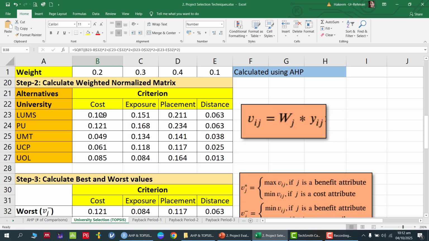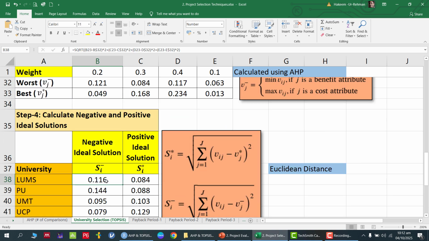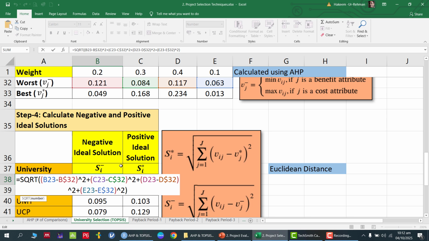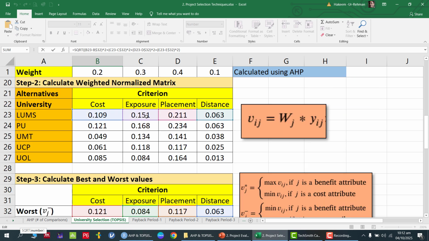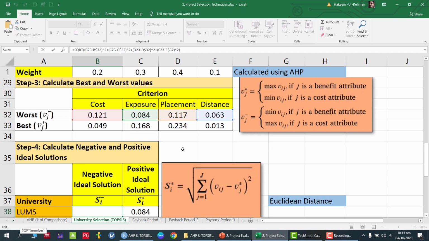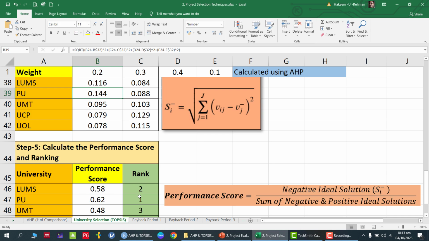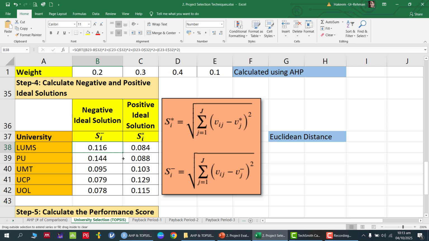So this particular value, which is 0.109, is a weighted normalized matrix value, and then we subtract 0.121, that is the worst value, and then we take the square. Similarly, we take 0.15, which is against exposure, and the worst value is 0.084, then 0.21, that is against the second criteria, the third criteria placement, and 0.17. Okay, and we take the square, and then at the end we take the square root.